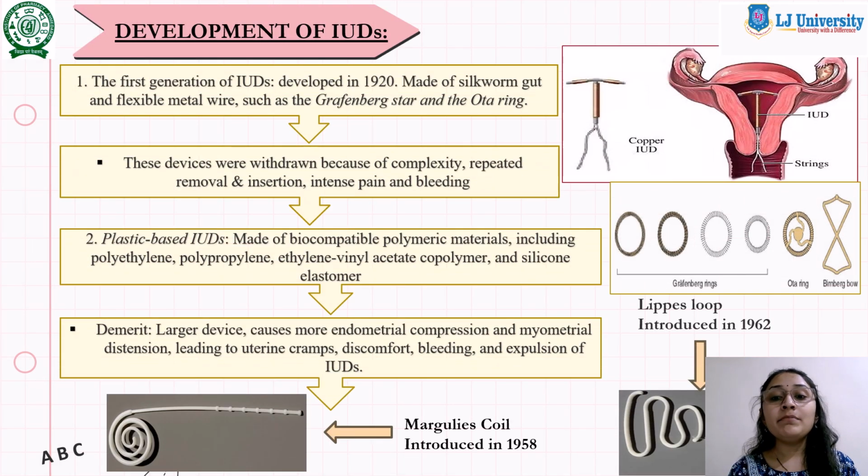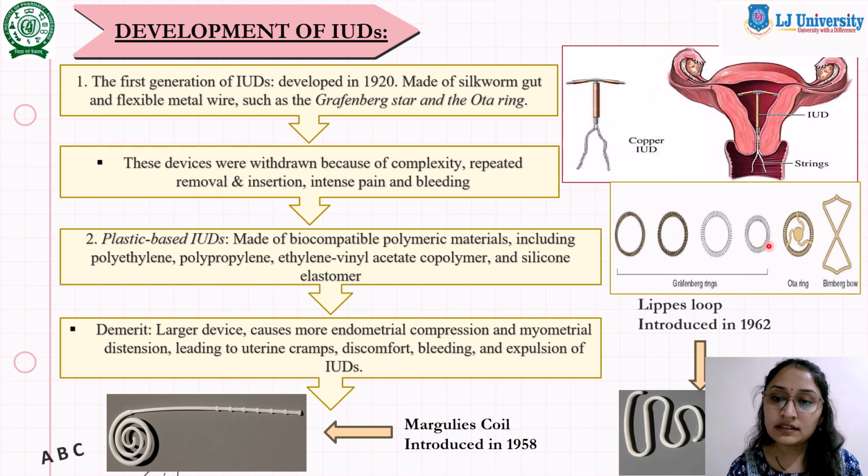Now comes the development of IUDs. In this slide the historical background of IUDs is given. The first IUD was developed in 1920, made from silkworm gut. The lining of the IUD was made up of silkworm, which is nothing but a silk thread, attached to a flexible metal wire, and that is the main reason the first IUD was a Grafenberg star.